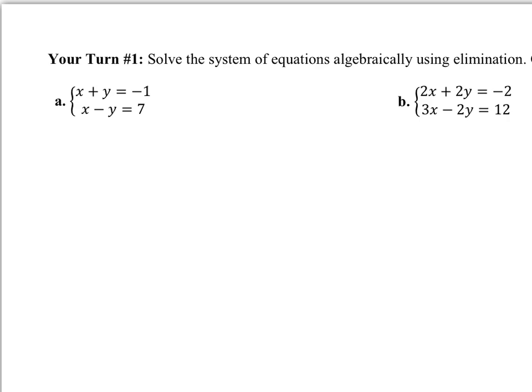This is the video key for your turn number 1 on 8.3 lesson. So solve the system of equations algebraically using elimination, and we want to make sure to check our answer. So the first step is to make sure something is going to eliminate.